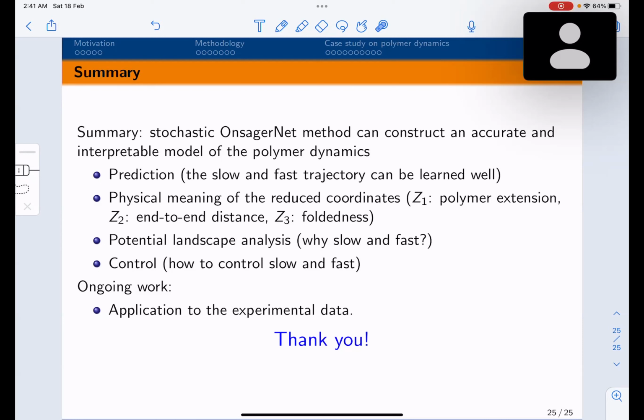The Z1 means the polymer extension. The Z2 is the end-to-end distance. And the Z3 is the coordinates of the polymer. And also we have the potential landscape analysis. We can analyze why the trajectory is slow or fast. And also we do the control, how to control the trajectory to be slow or fast. And our ongoing work is application to experimental data.